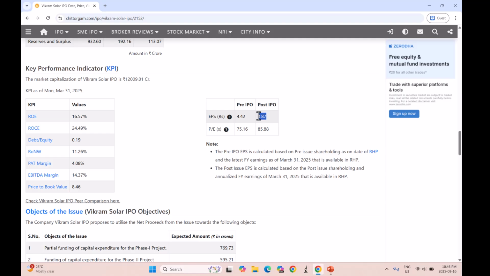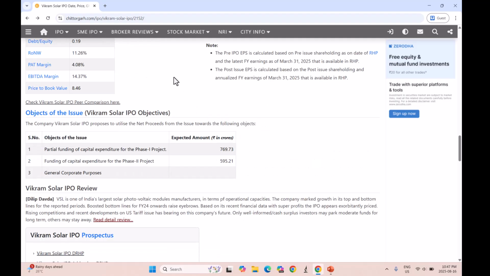Then we can compare the IPO with its peers. To check the IPO peer comparison, you can come here and click on this.